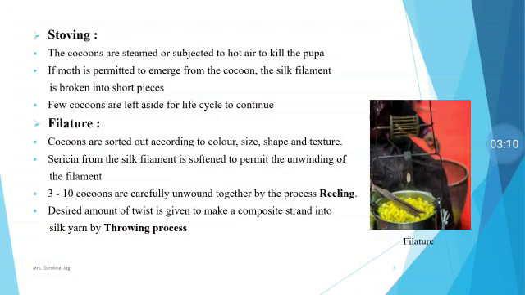During the next operation, the desired amount of twist is given to the composite strand of silk to make it into a silk yarn, and this process is called the throwing process. Means by the throwing process, these fibers are twisted and converted into silk yarn. So, this silk is sometimes called thrown silk.